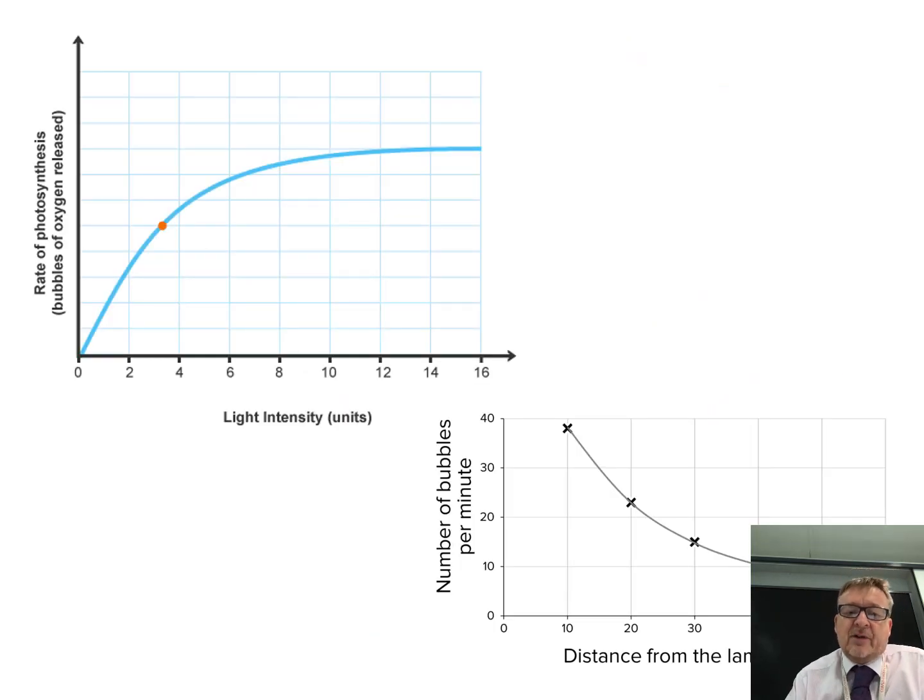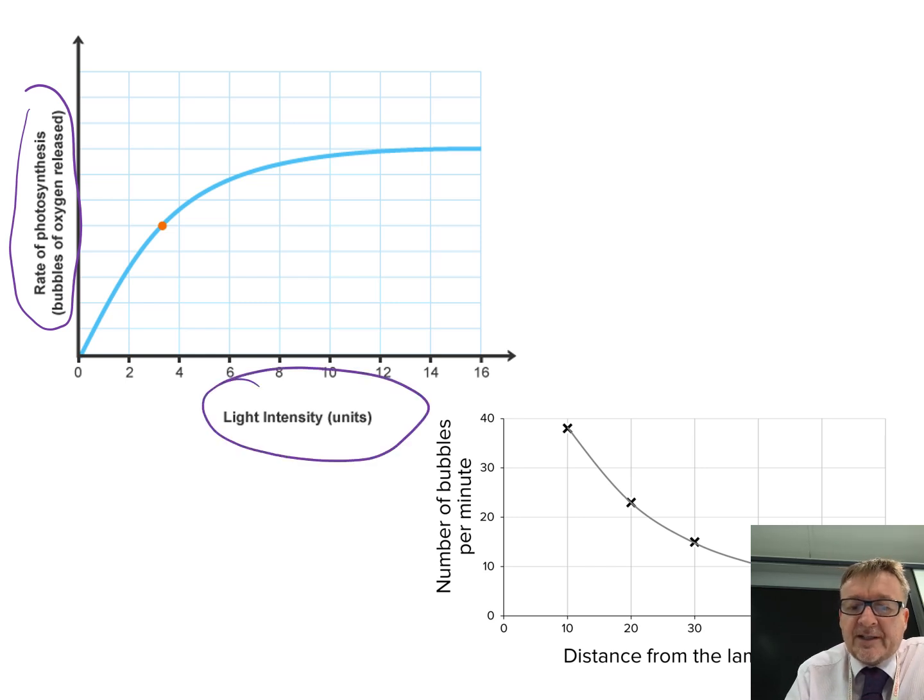These are the sorts of graphs that you might get. You might get asked to do rate of photosynthesis, which is the bubbles of oxygen released, against the light intensity. And you can see as the light intensity increases, the rate of photosynthesis increases until it tails off. Or you might get number of bubbles produced per minute against distance from the lamp. So the number of bubbles produced is 40 when it's closer to the lamp, and it then decreases down.